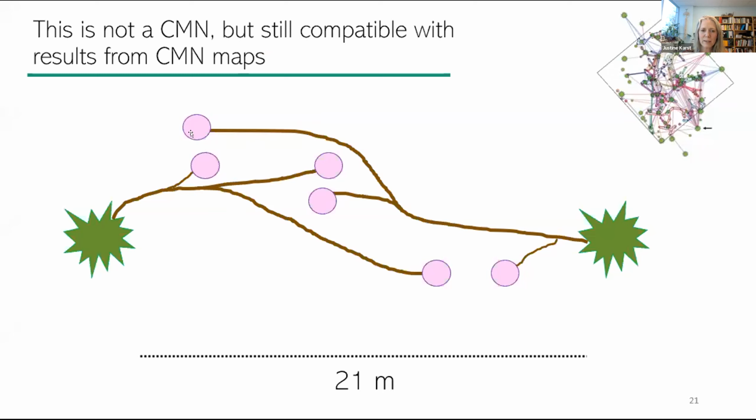So with this data, this genotype here is the same genotype here, so it spans 21 meters, but you notice in this case, none of the roots are connected. But again, this is compatible with the map.